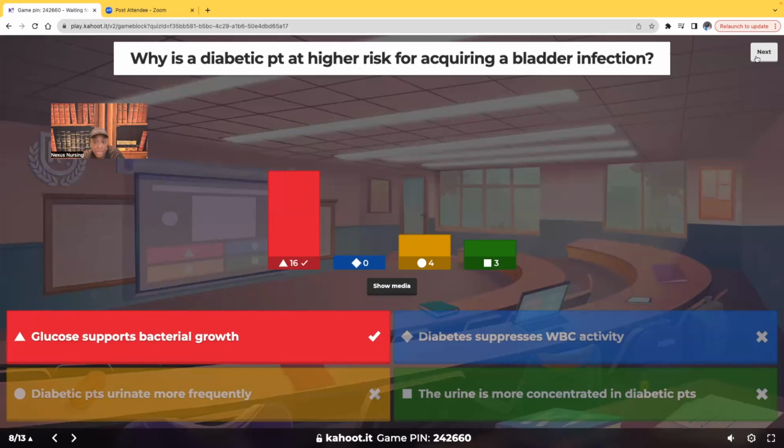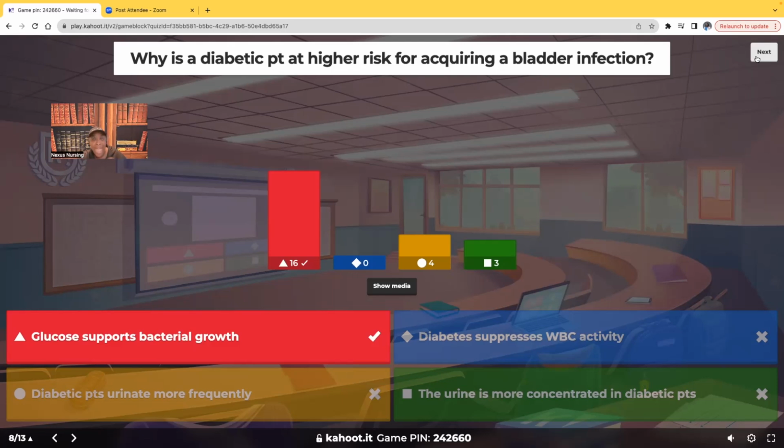Nobody chose diabetes suppresses WBC activity. That's great because that's not true. Four people chose diabetic patients urinate more frequently. They don't. They're not supposed to. Now, if a patient comes in and says, I don't know what's going on, I'm urinating a lot more frequently than I used to, you'll check the urine. Maybe that patient is diabetic and they were never diagnosed, right? But a diabetic patient, just because they're diabetic, that doesn't make them urinate more frequently than anyone else.